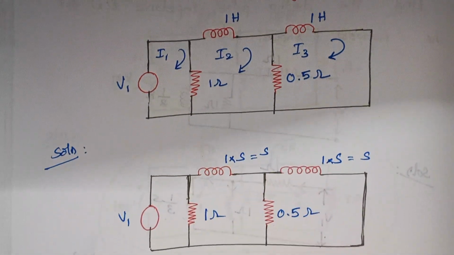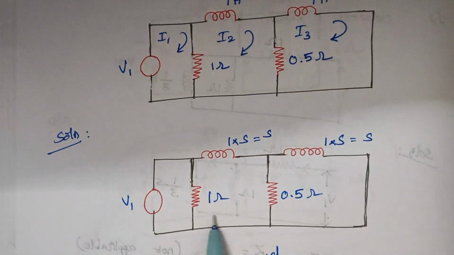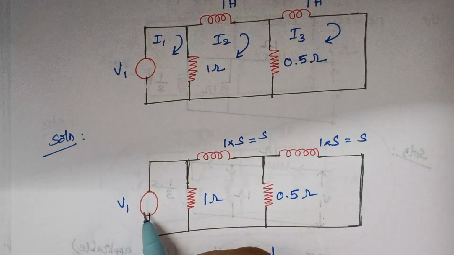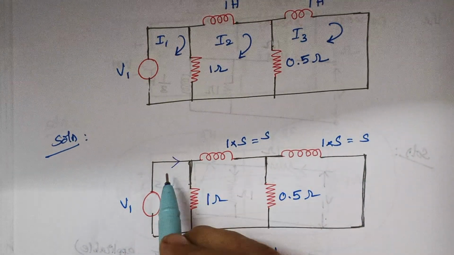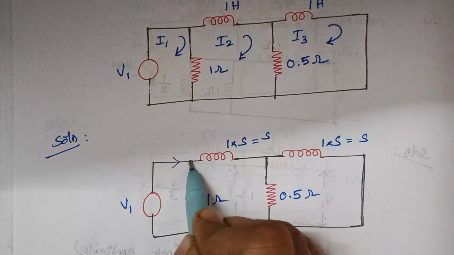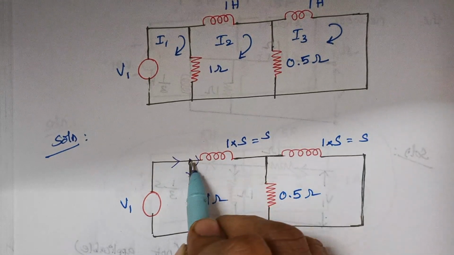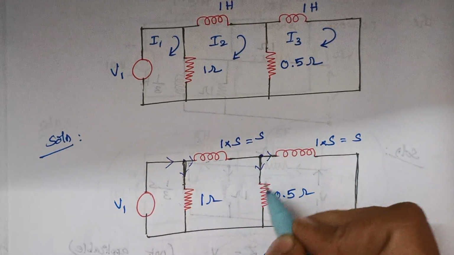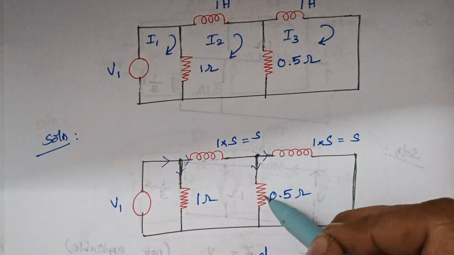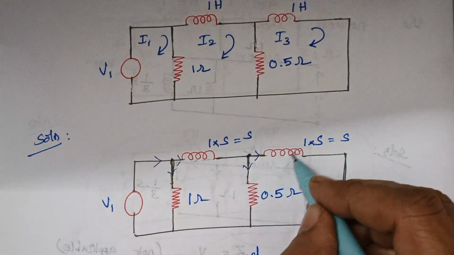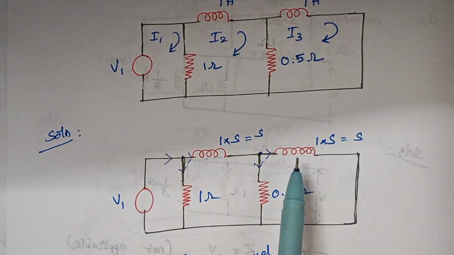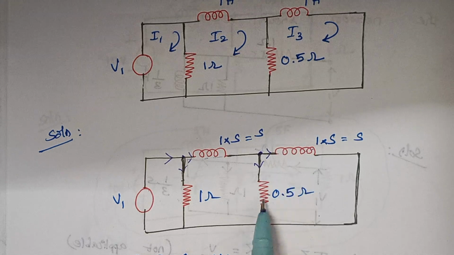When you redraw the circuit, this is how our circuit is: 1 ohm, 0.5 ohm, here S, and here also S. Again we are going to calculate the value of the impedance. We will start from here. This is your source, and here is the flow of current I, and at this node it gets divided into two. The current flowing through this inductor gets divided again when it reaches this node. So this resistor and inductor are connected in parallel because the current gets divided. Therefore first we are going to find the equivalent impedance of these two.